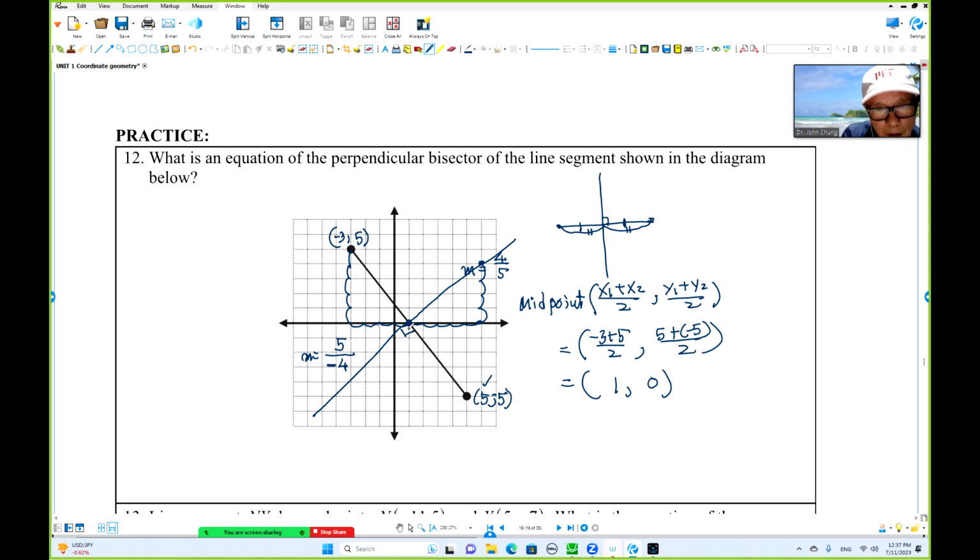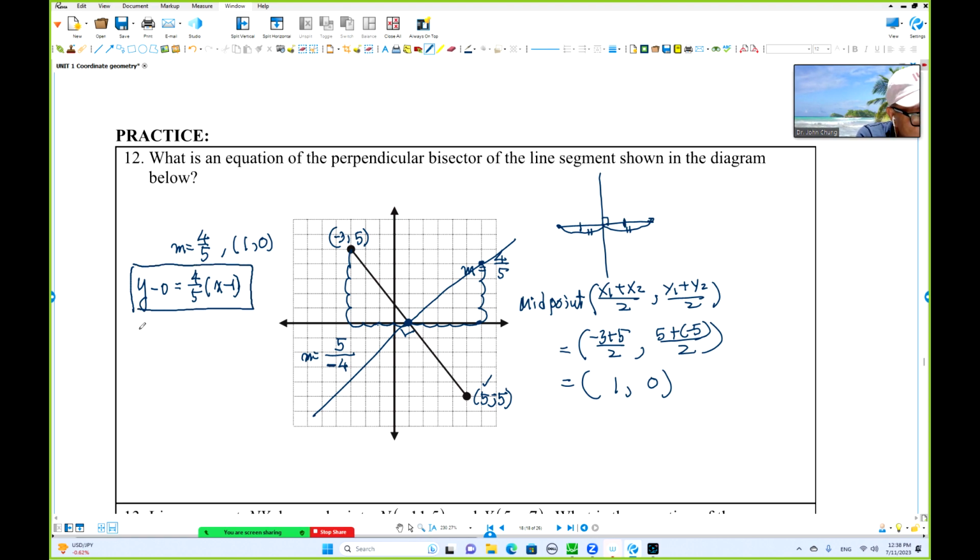Okay, now the slope is 4 over 5. The line still passes through this midpoint, 1 and 0. So the equation of this line is this. y minus y0, where y0 equals 0, equals the slope 4 over 5 times x minus x1, where x1 is 1. That's that. You can leave it this way too.